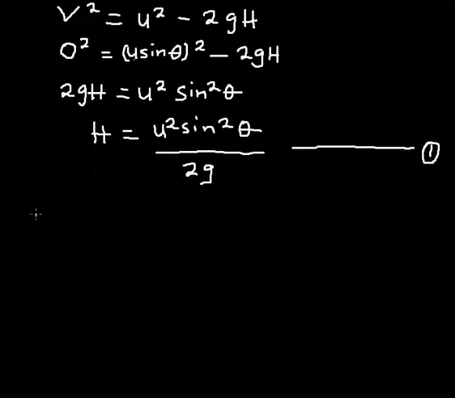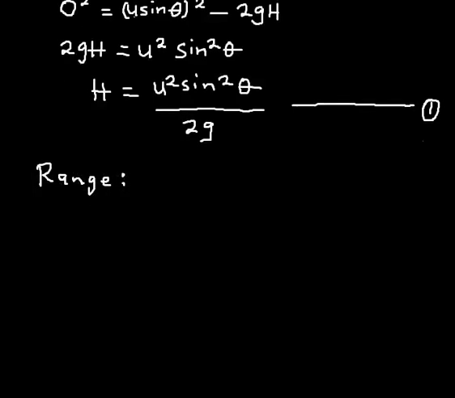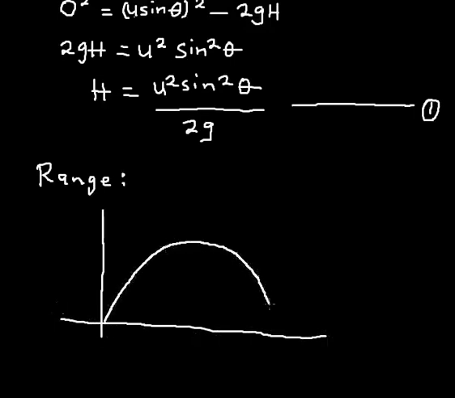Now let's go to the range of the projectile. So how can we define the range of the projectile? The range is simply the horizontal distance covered by the projectile from the point of projection to the point it hits the ground. So this is the range of the projectile. Remember we talked about the range of any motion under gravity. It's always from the point of projection, measured horizontally, to the point it reaches the ground. How can we evaluate that?